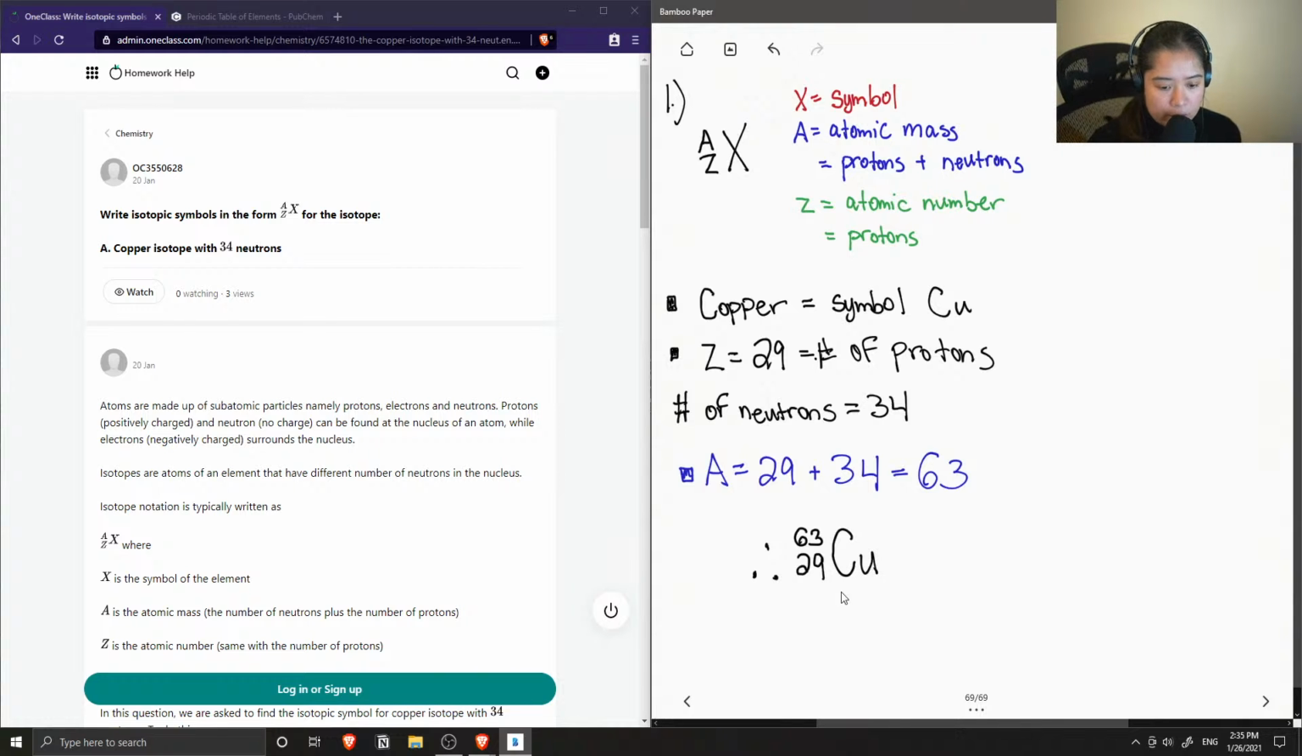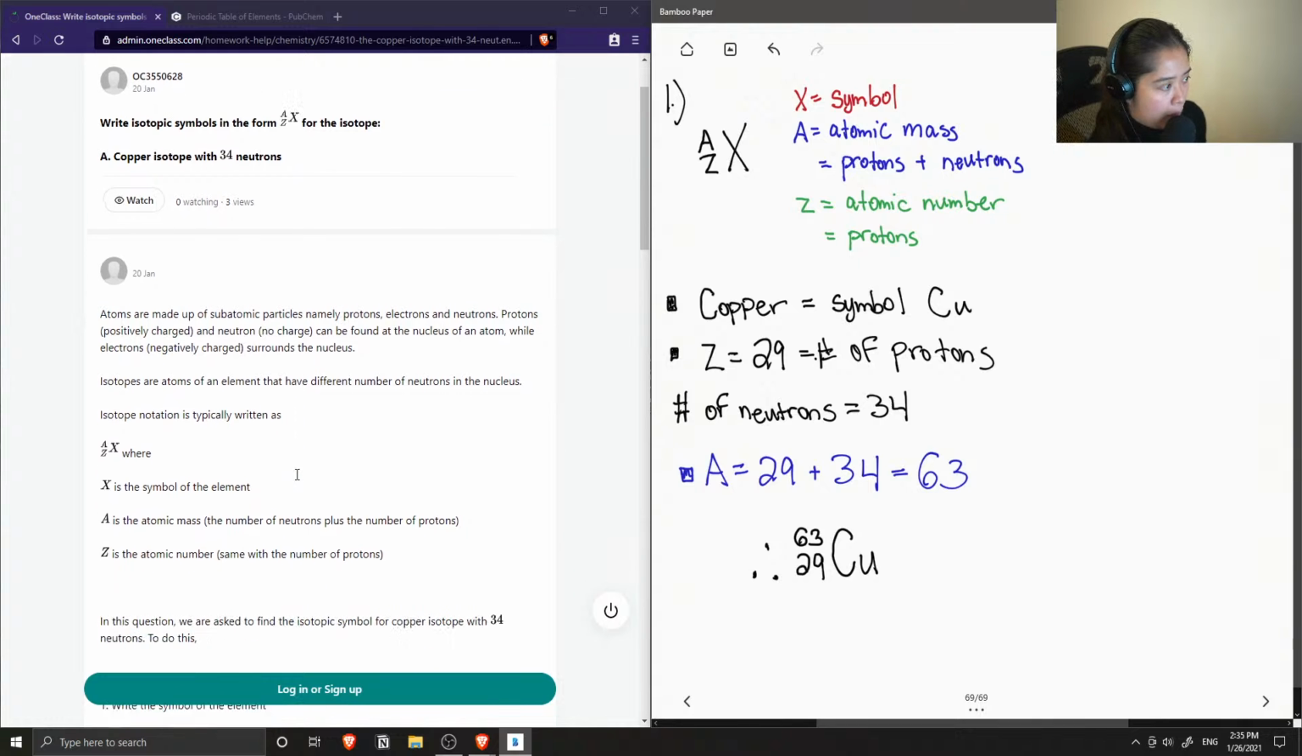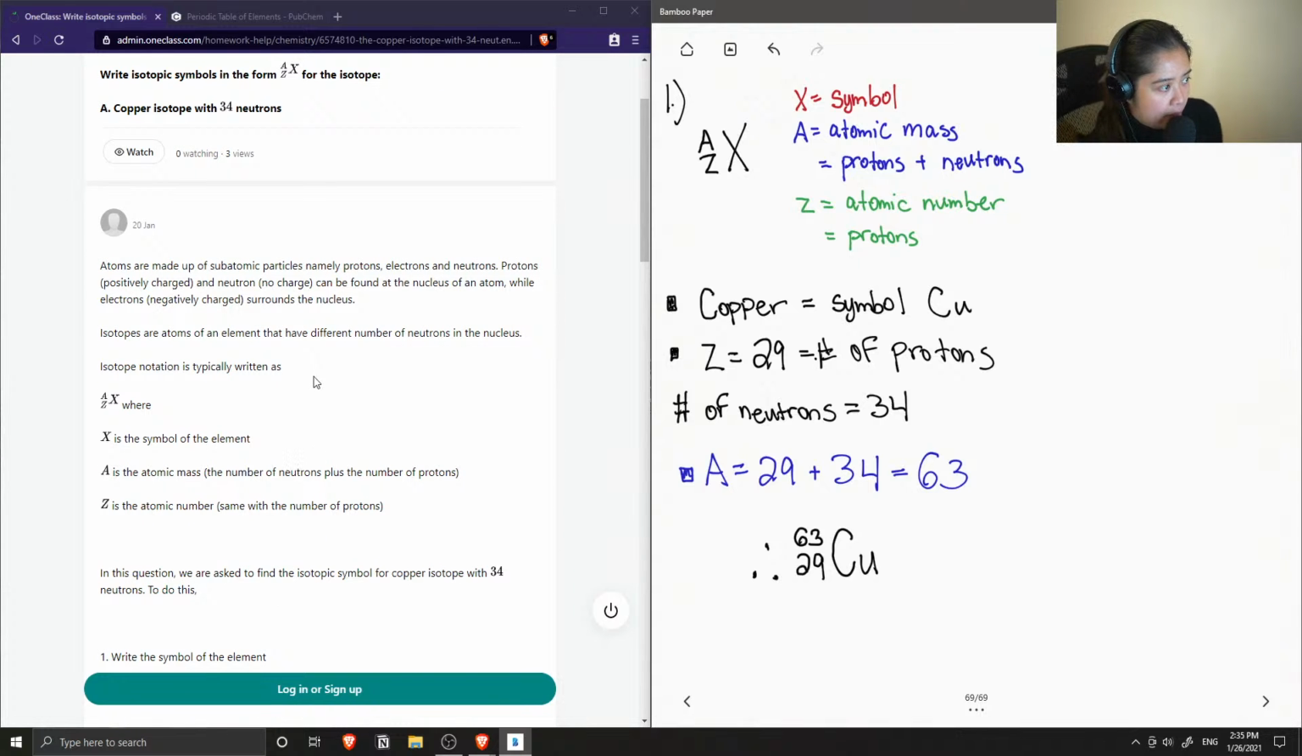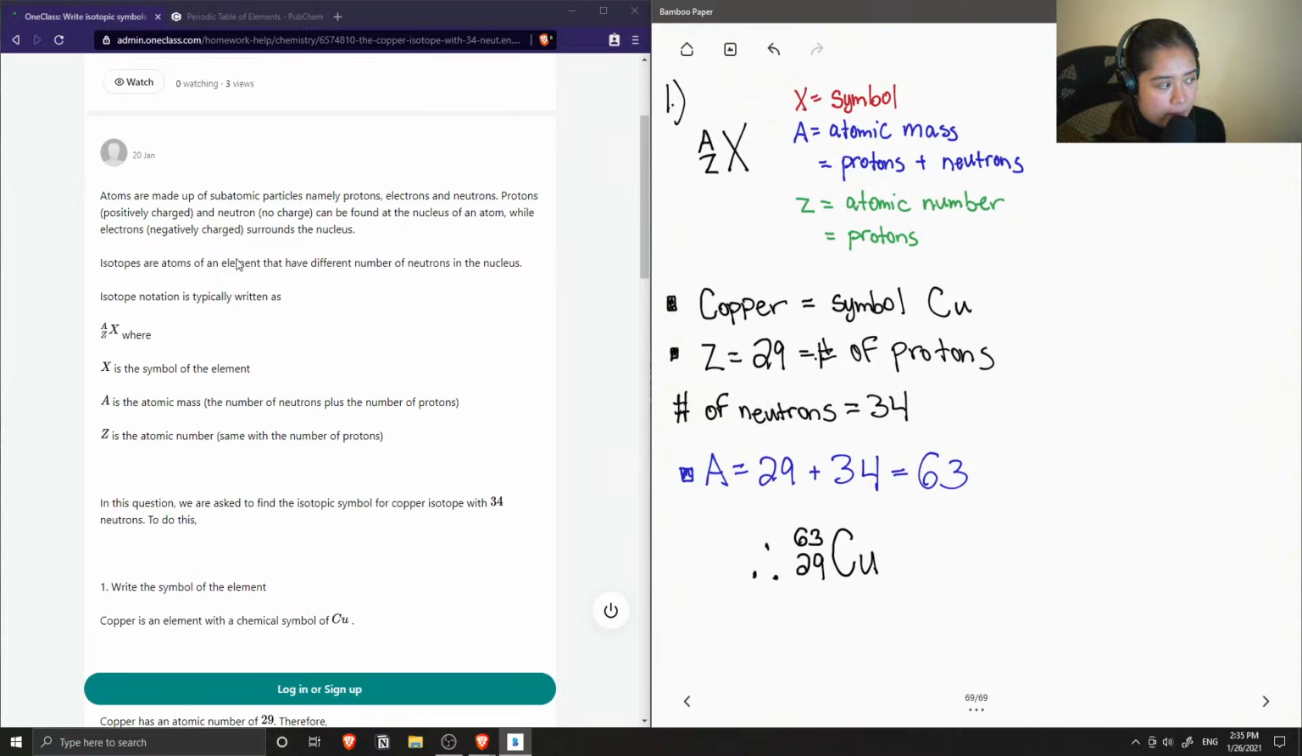So now let's see what the junior tutor said. Atoms are made up of subatomic particles, namely protons, electrons, and neutrons. Protons are positively charged, and neutrons have no charge and can be found at the nucleus of an atom, while electrons are negatively charged and they surround our nucleus.